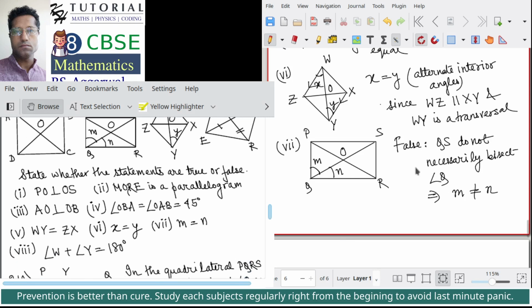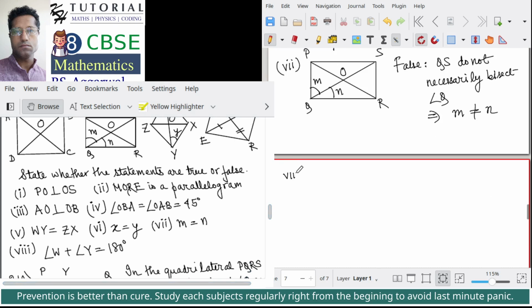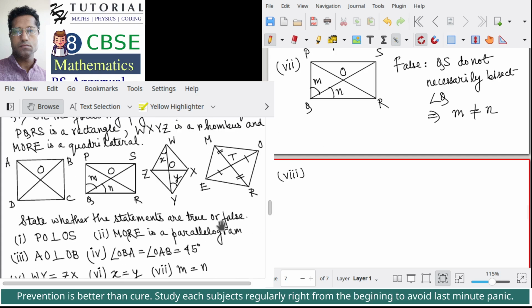Okay, there is one more, part 8. It is saying angle W plus angle Y is equal to 180 degrees. With respect to the rhombus WXYZ, W plus Y is equal to 180 degrees in a rhombus. If we have a rhombus, we know a rhombus is a parallelogram, so any pair of adjacent angles are supplementary.